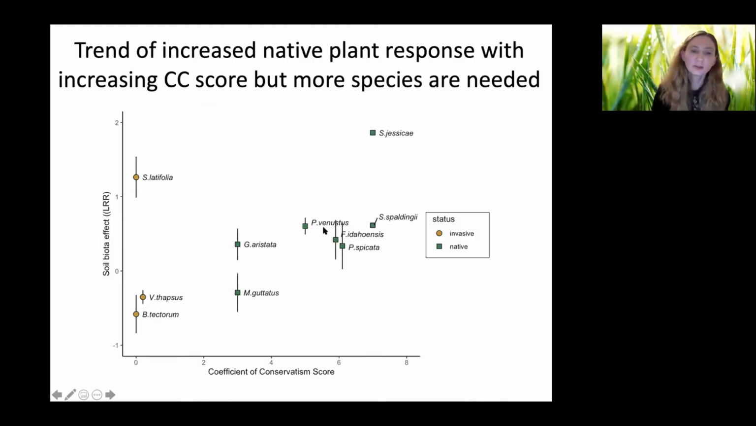And what we had predicted was that as the CC score, the coefficient of conservatism score, increases, the plants over at this end are the ones that are more sensitive to disturbance, and these are less sensitive to disturbance. We plotted the CC score against the response to mycorrhizal fungi. So here's a greater response, and this is a lower response.